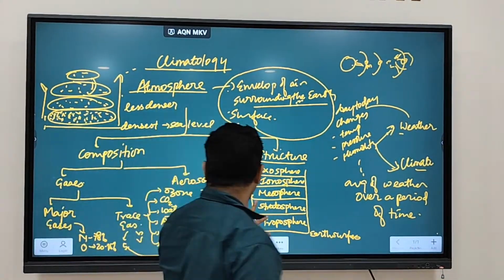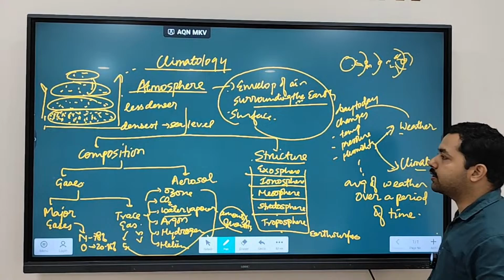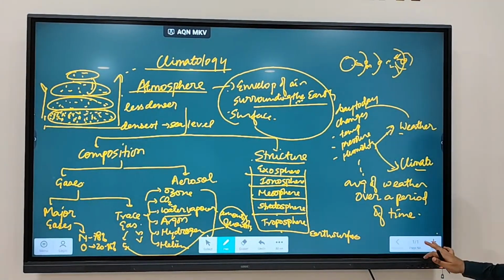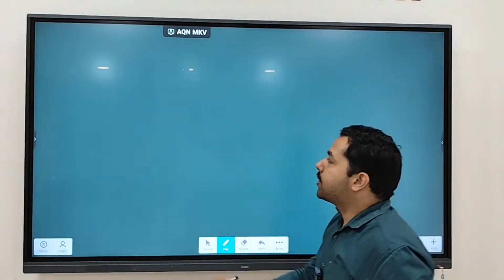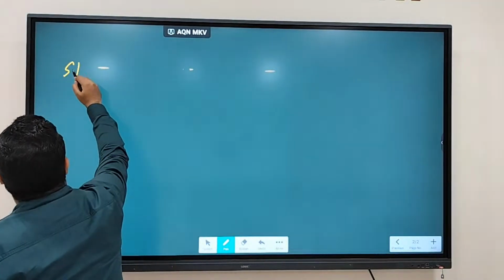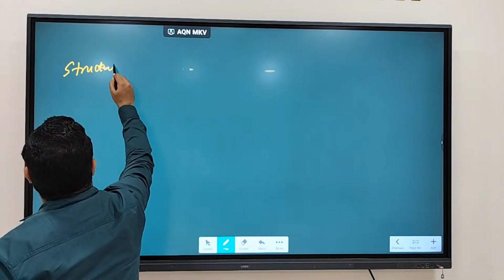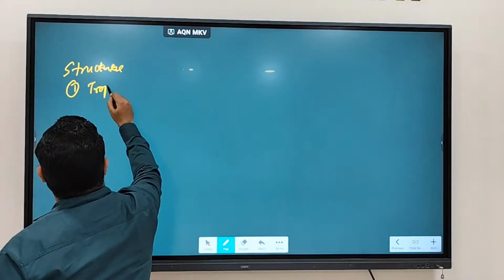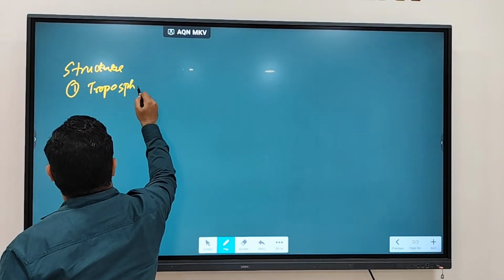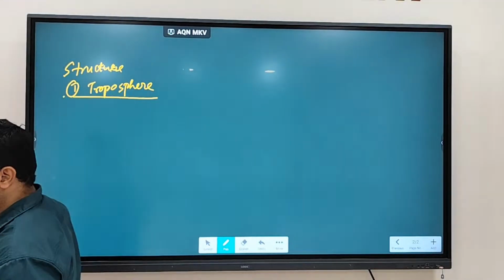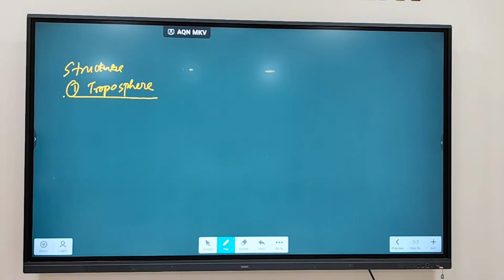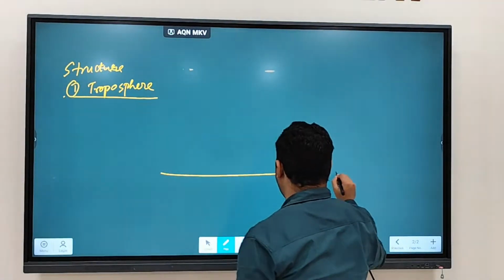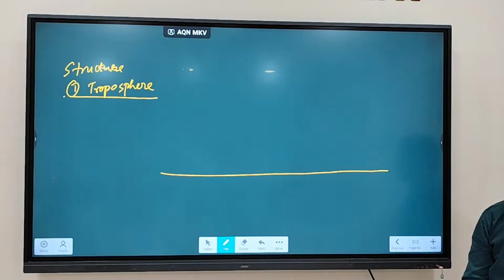So first we'll come to the structure part, then we'll discuss the composition part. So in structure, as we discussed, the first layer is which layer? Troposphere. Fine.